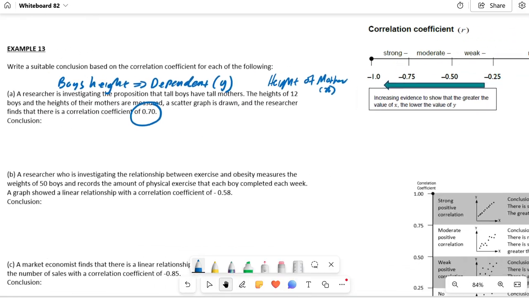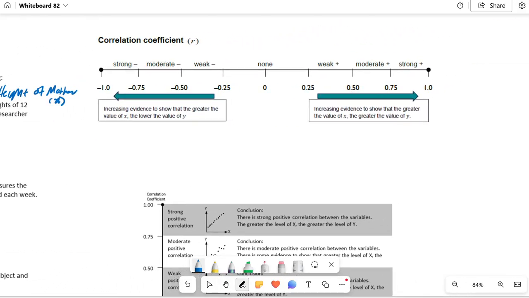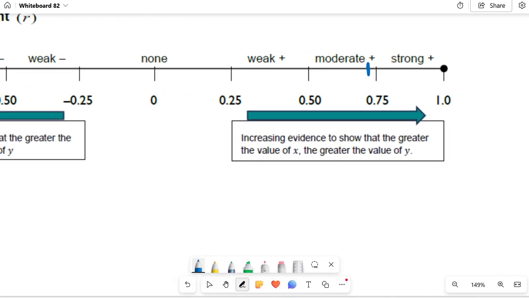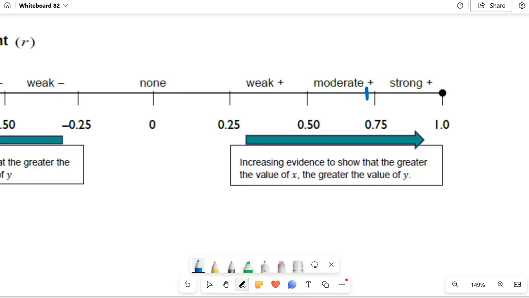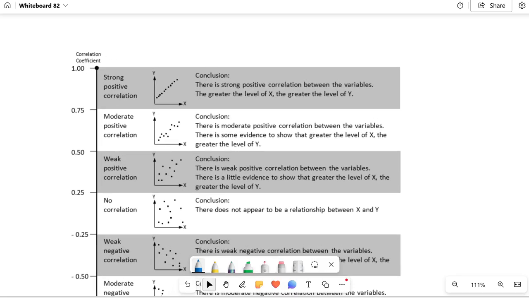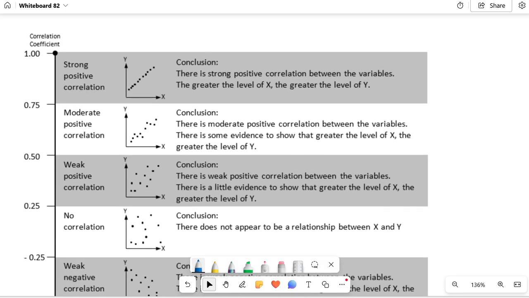So let's go and place that on the continuum. 0.7 is about here roughly, so it's in the moderate positive region. So in an assessment situation like a test, you'd know that you had moderate positive correlation. Now you're going to need to remember how to interpret it off by heart.